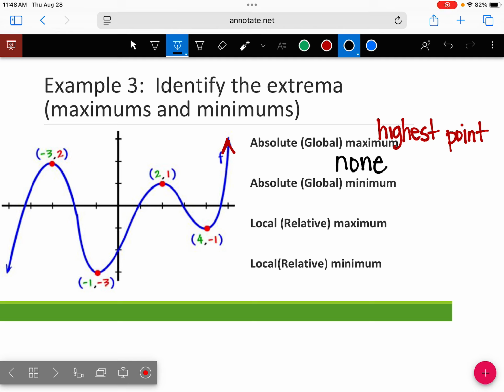An absolute global minimum would be your lowest point. In this graph, we have an arrow going down. So if you're continually falling, do you ever reach the bottom? No, we don't have one of those either.